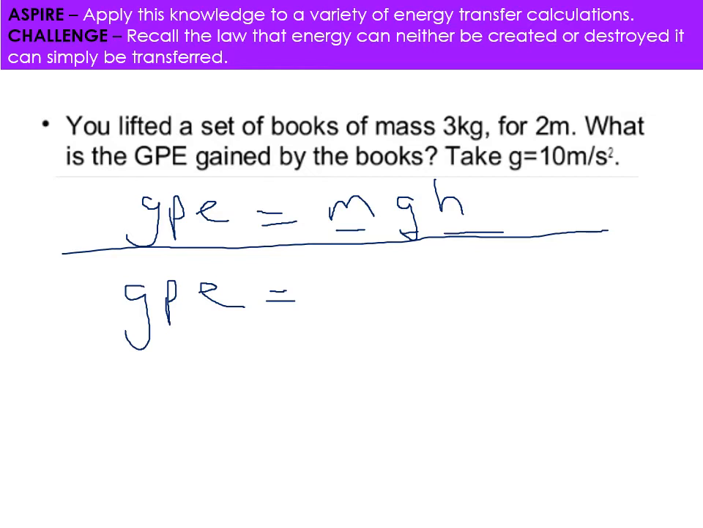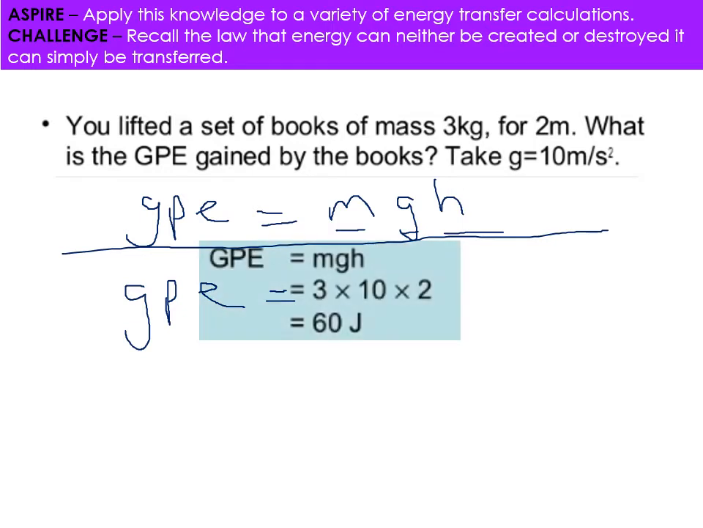Right, so what we should have got is this. GPE equals mgh. We've got 3 because 3 is the mass. Where did we get that one from? There.